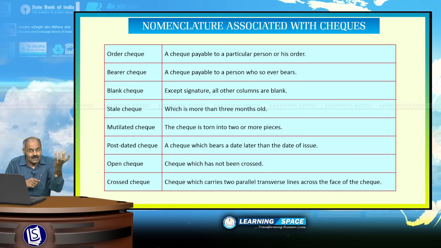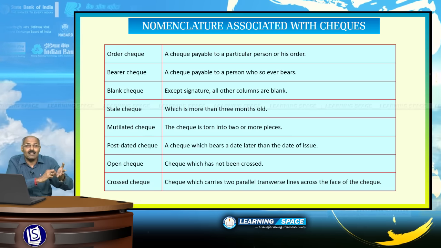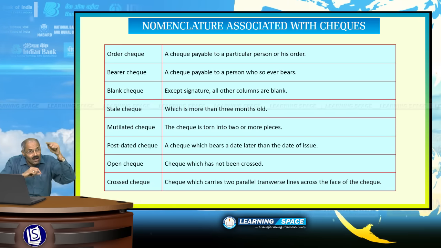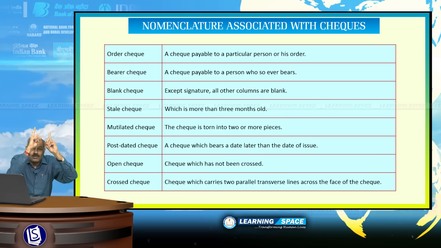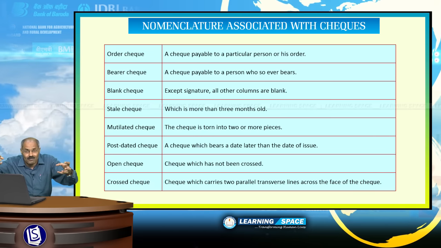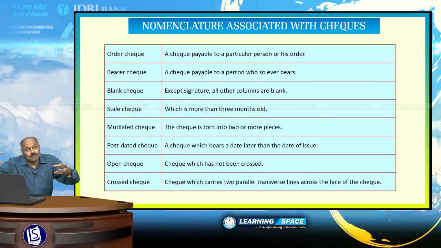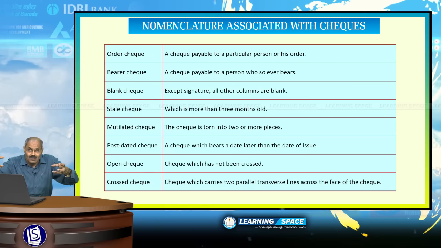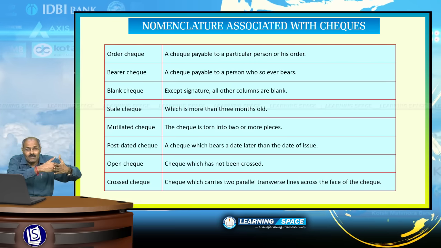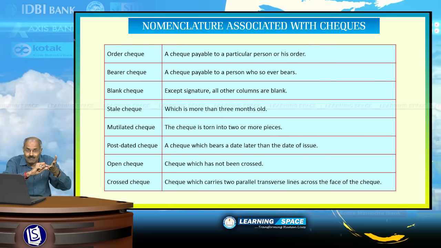An order check is a check payable to a particular person. If I am writing a check in the name of K. Tejesh, that means it is an order check. Please pay to Tejesh or as specified by him. He can transfer that instrument to some other person by endorsement, that is different. An order check is the check which is payable to a particular person.